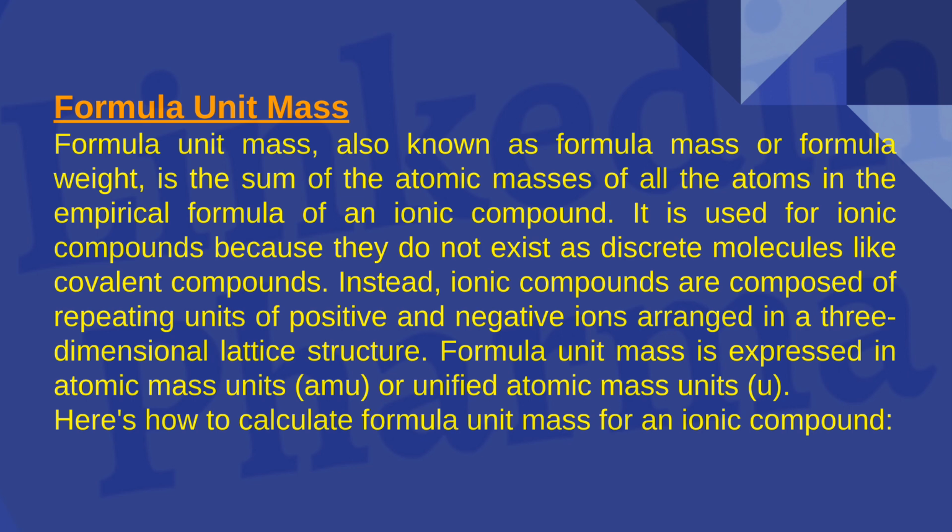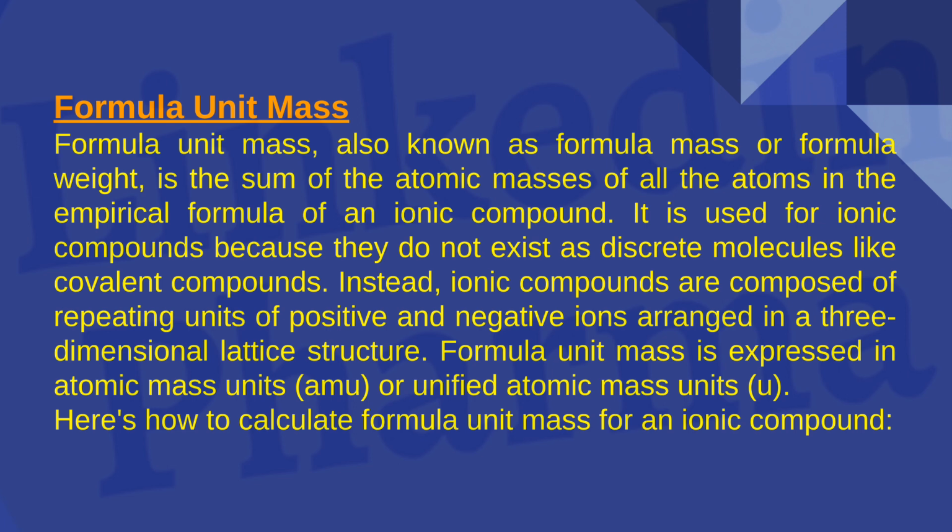Formula unit mass. Formula unit mass, also known as formula mass or formula weight, is the sum of the atomic masses of all the atoms in the empirical formula of an ionic compound. It is used for ionic compounds because they do not exist as discrete molecules like covalent compounds. Instead, ionic compounds are composed of repeating units of positive and negative ions arranged in a three-dimensional lattice structure. Formula unit mass is expressed in atomic mass units or unified atomic mass units.